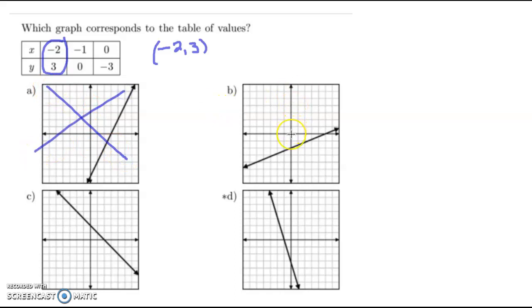Let's try B. First, I go to -2 as I start at the origin, 1, 2. And then it says +3, which means I go up 3. I'm nowhere near that line either.